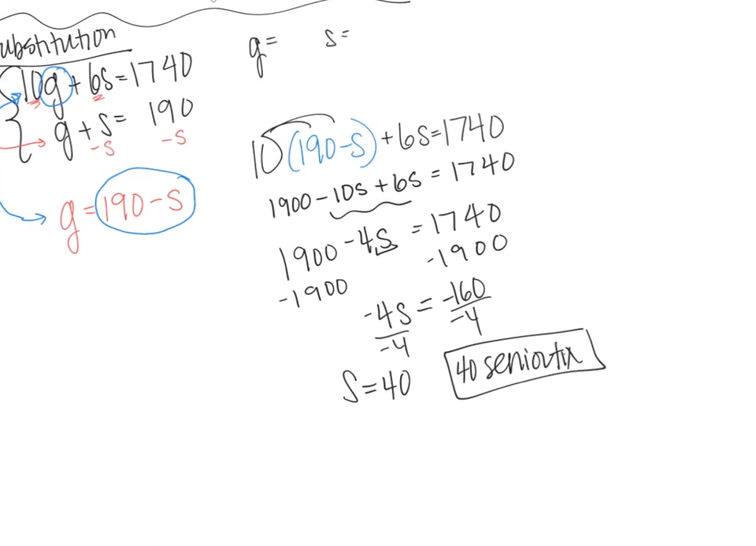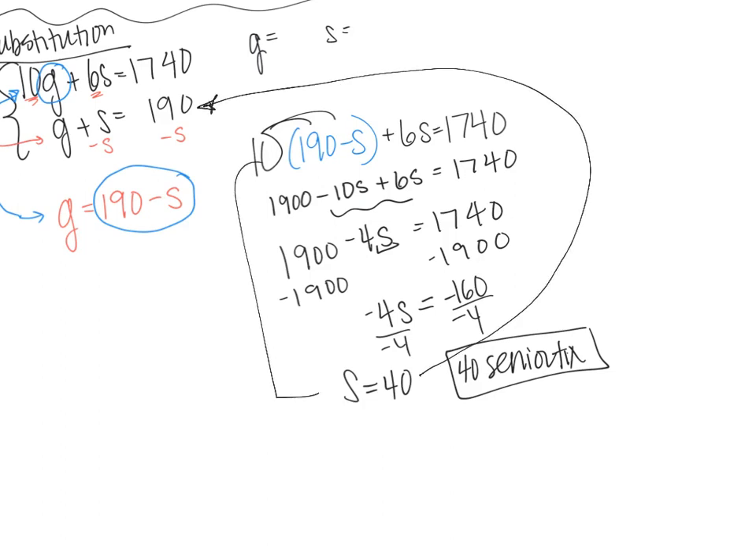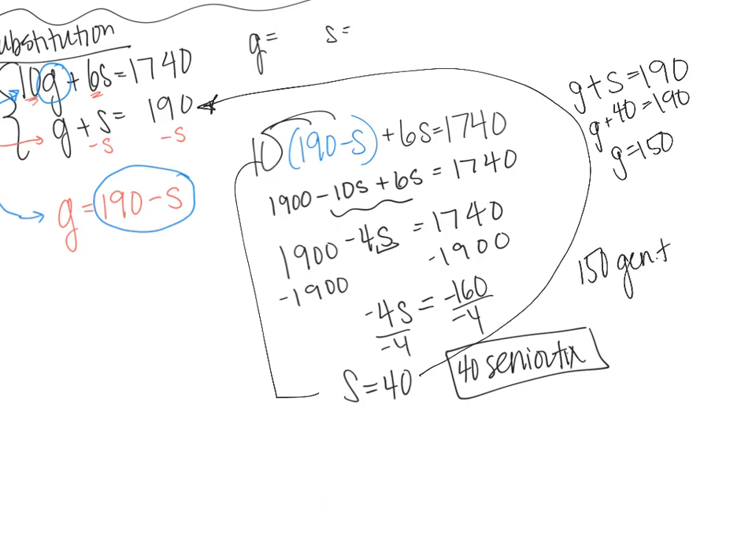Now we still need to find out the general admission tickets. So once we do this initial substitution, we're not done yet. We need to plug that 40 back in, and again, plug it into either place. If I plug it in to the G plus S equals 190, this is exactly what we had before. So we're going to get that G is 150. So it's again the same answer, 150 general tickets and 40 senior tickets.